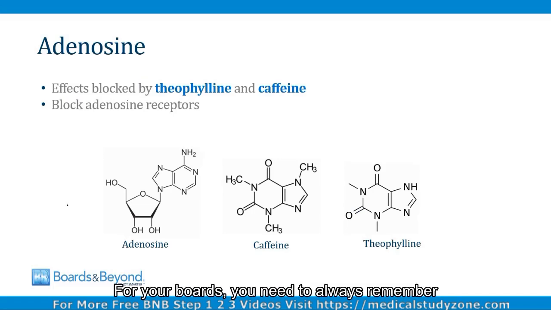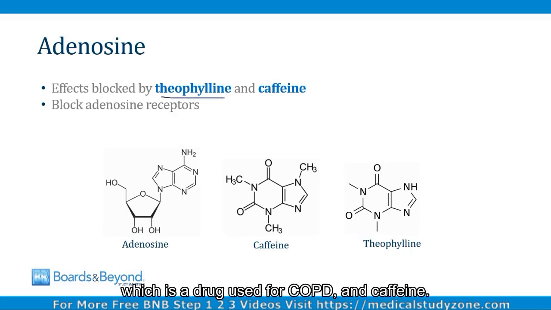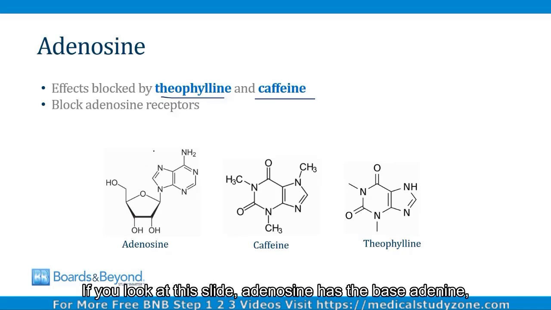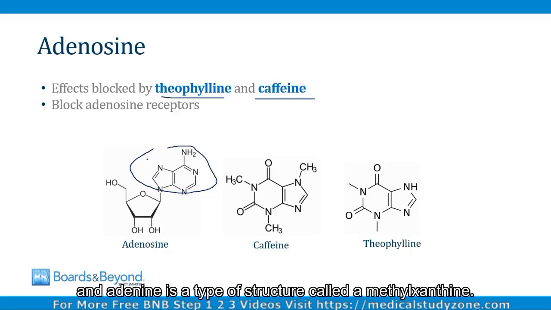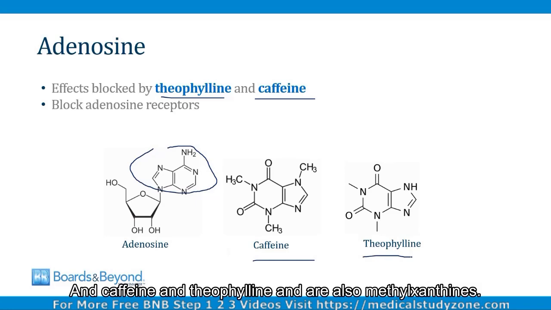For your boards, you need to always remember that adenosine has a similar structure to two other compounds, theophylline, which is a drug used for COPD, and caffeine. If you look at this slide, adenosine has the base adenine, and adenine is a type of structure called a methylxanthine, and caffeine and theophylline are also methylxanthines.